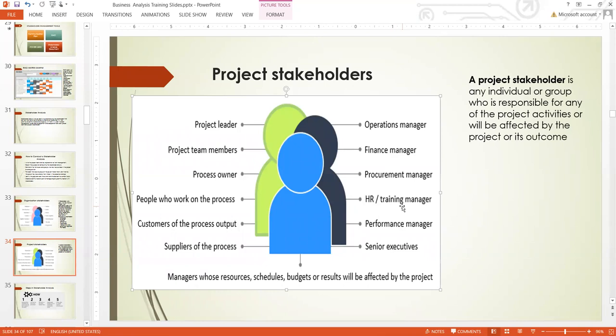Then within the organization, we have the operations manager, finance manager, procurement manager, HR manager, performance manager, and senior executives. These are big men in the organization that can derail your project if you don't manage them very well. So you, as a project manager, or even the business analyst, must know how to work and collaborate with these people so that they can be of use to you, not a threat or a risk to you.